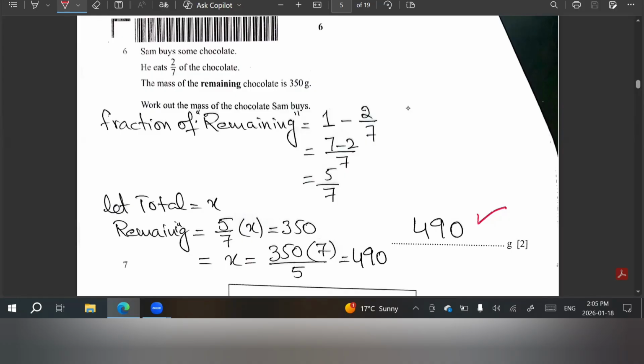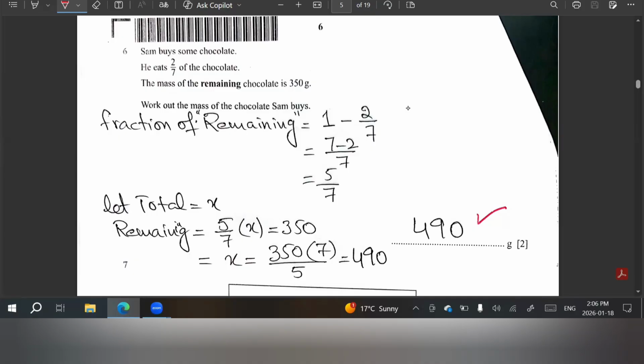That is 350 grams. So make this X alone, take this 5 and 7 to the other side. So the 7 will multiply, and the 5 will divide. So 350 multiplied by 7 divided by 5 will give you 490. So 490 grams is the value of X, which is actually equal to the total amount of the chocolate. So that's 490 grams.